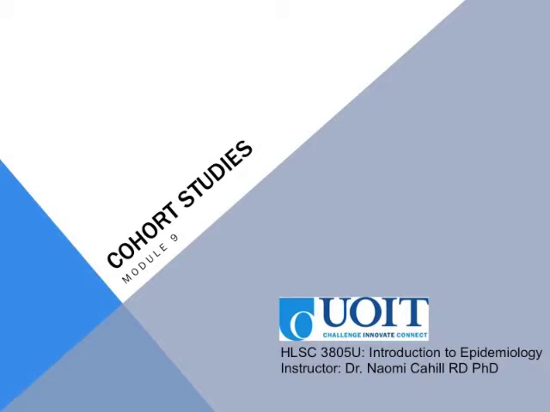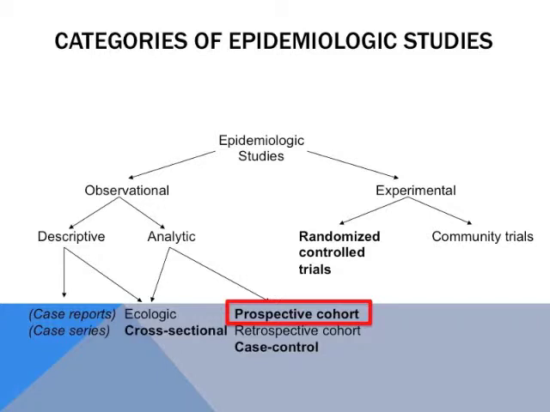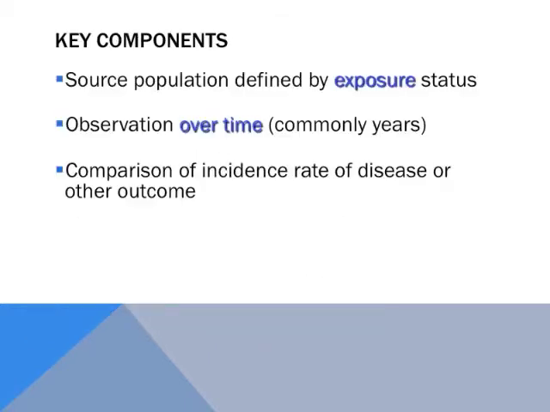Module 10, Cohort Studies. A cohort study is a type of analytic observational epidemiologic study. Cohort studies may also be called concurrent, follow-up, incidence, longitudinal, and prospective studies. A key component of the cohort study design is that the source population is defined by exposure status. Subjects are observed over time, commonly years, and the incidence rate of the outcome is calculated and compared between the exposed and unexposed.